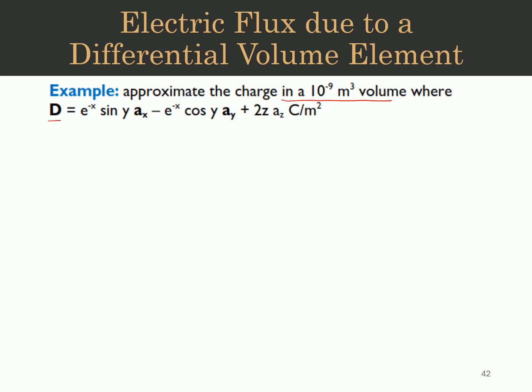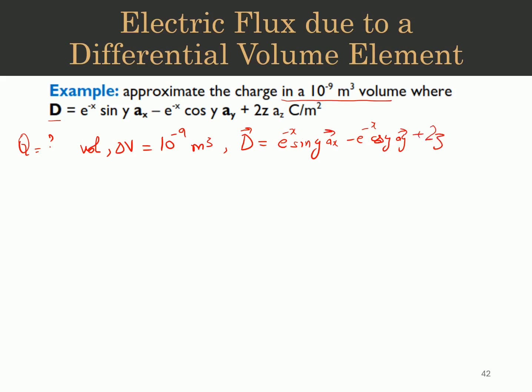So this means the question is asking what is the approximate value of the charge when we have an object enclosed in this small differential volume, which we call delta V, having a value of 10 to the power minus 9 meter cube, and we have been provided the electric flux density D, which is e raised to the power minus x sine y along ax, minus e raised to the power minus x cos y along ay, plus 2z along az coulomb per meter square. So let us solve this.